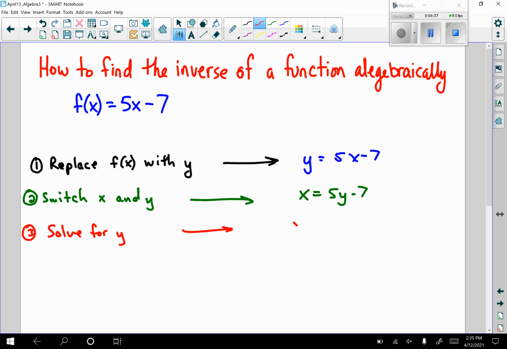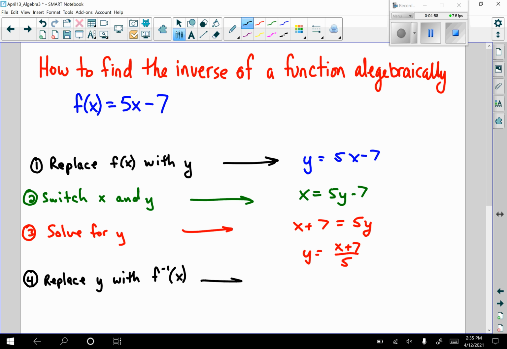We want to do that by adding 7, so we'll get x plus 7 equals 5y. Divide by 5, so y is just going to equal (x plus 7) over 5. Then really our last step is to replace y with the notation for the inverse. So we would have f to the -1 of x. So now our inverse looks like this: it is equal to (x plus 7) over 5.